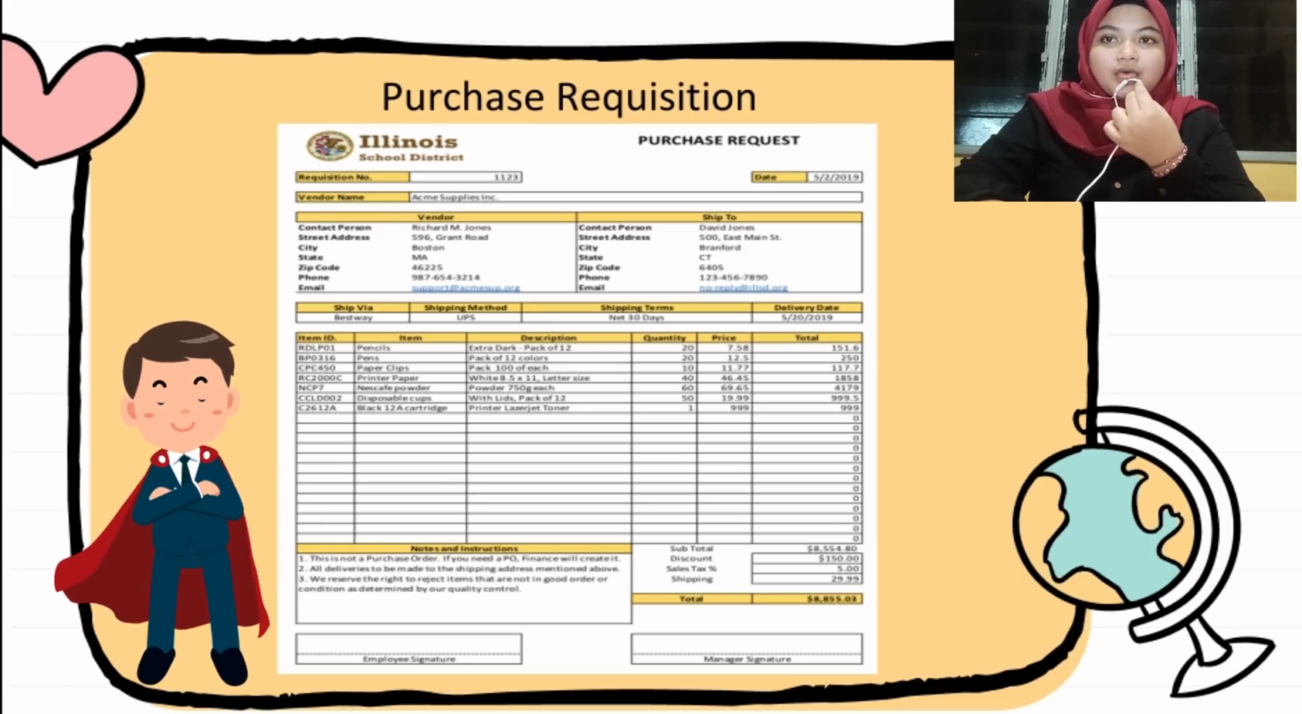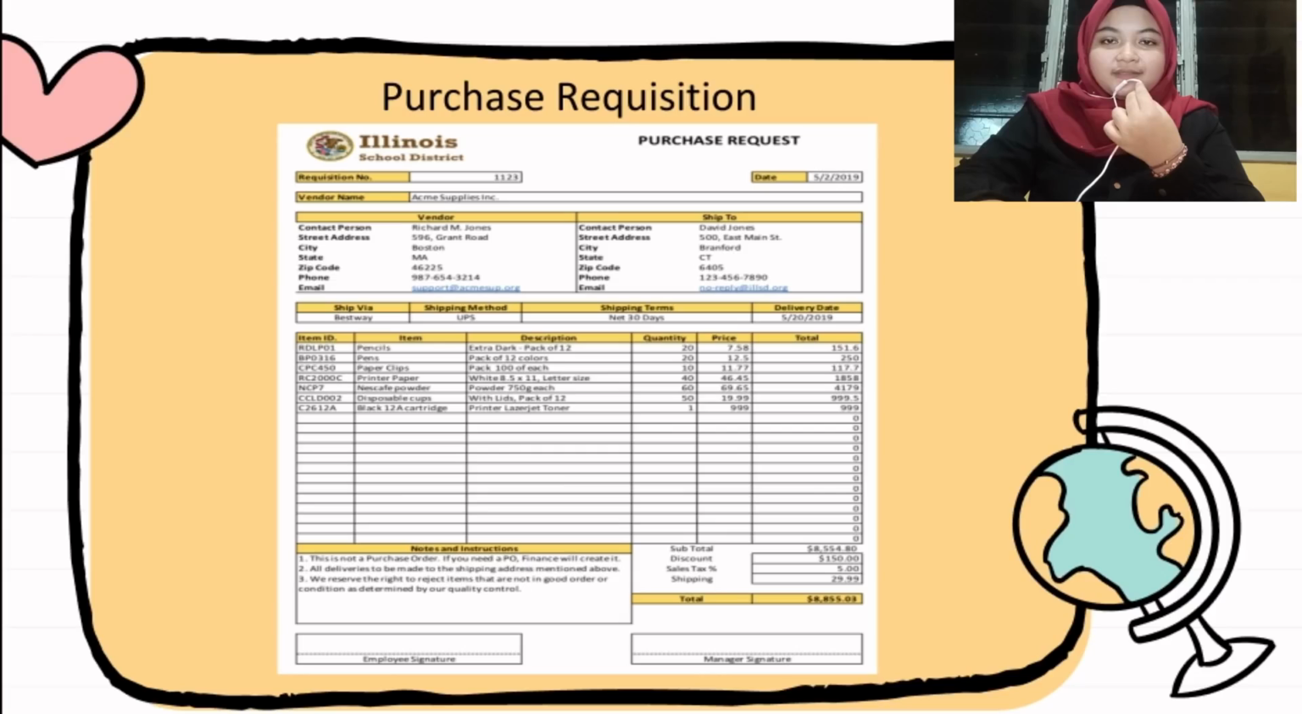The purchase requisition form is an internal document. With this document, the department doesn't order goods directly from the vendor, but they fill out the form for the purchasing team to process their goods and supplies.